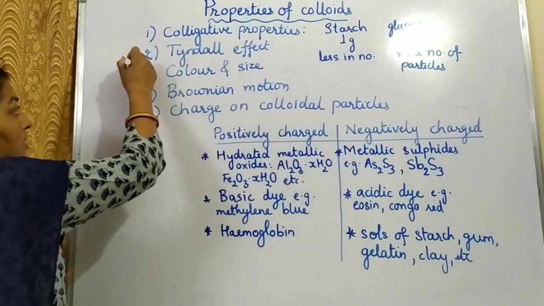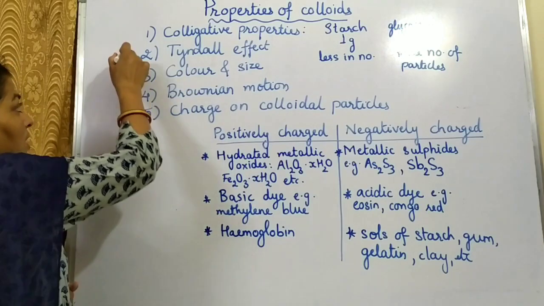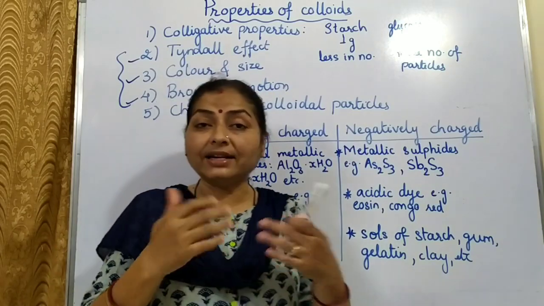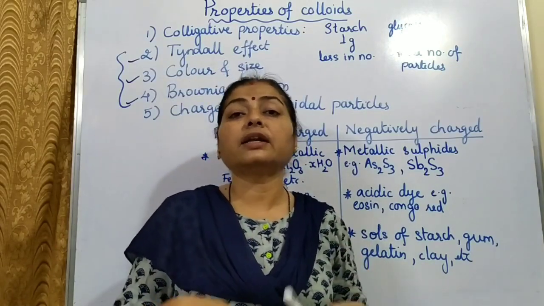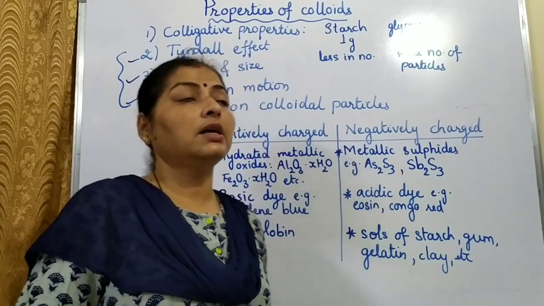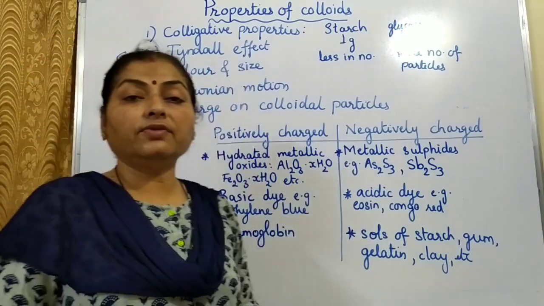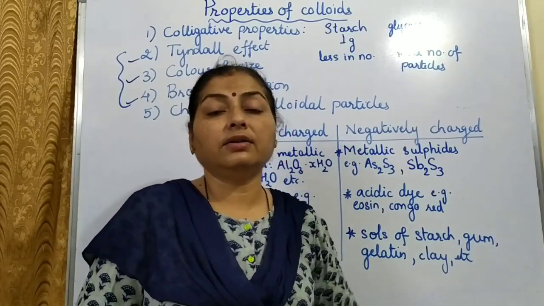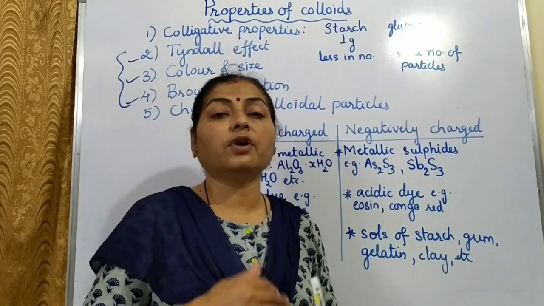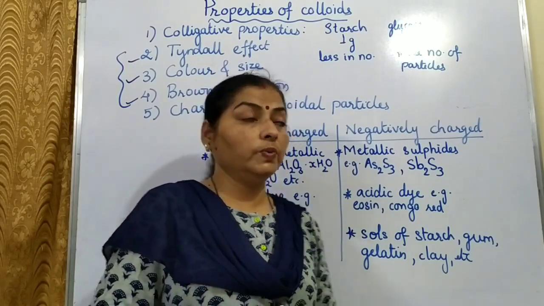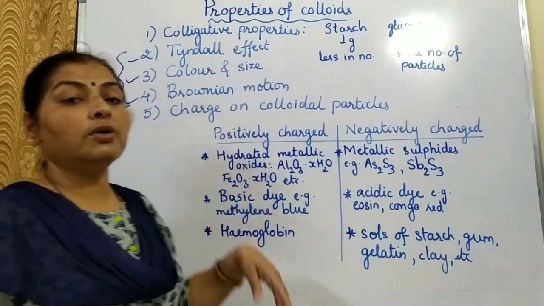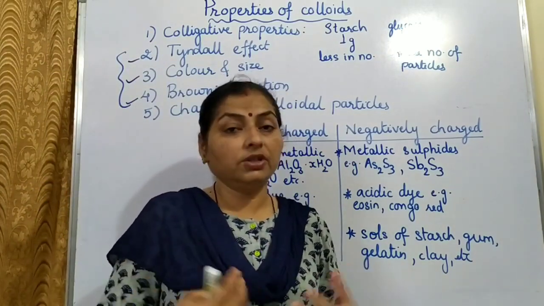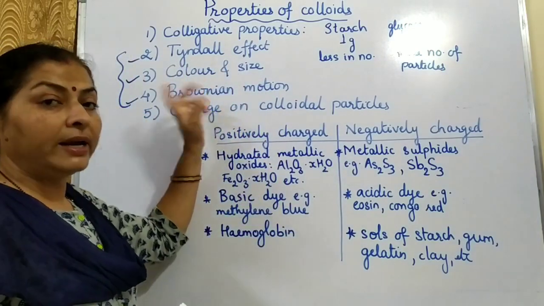Tyndall effect, color and size, and Brownian motion. These three topics I had told you all to see through animation, because through activities it will be more clear. What is Tyndall effect, how it gets affected by the colloidal particles, then the size of the colloidal particles is related with the color. How the color of the gold sol changes from red to golden to blue in color. And then Brownian motion also, the zigzag continuous movement of the colloidal particles due to the bombarding of the solvent molecules. So all these I hope that you might have seen.